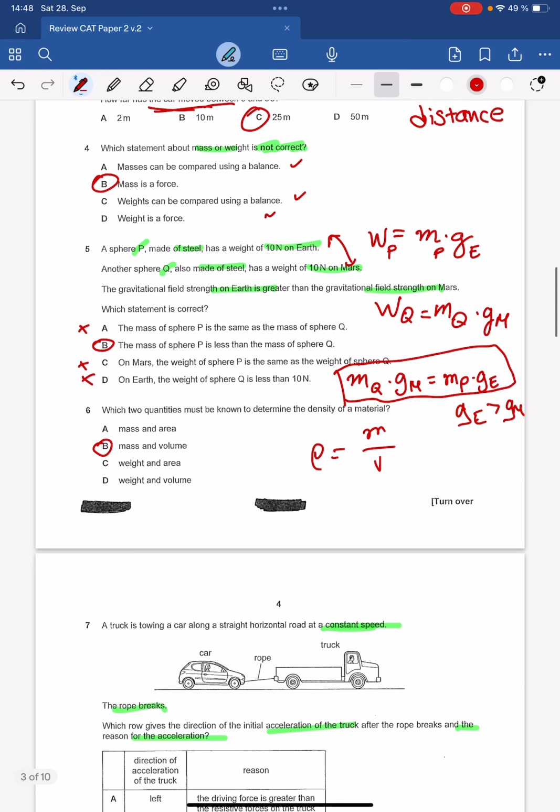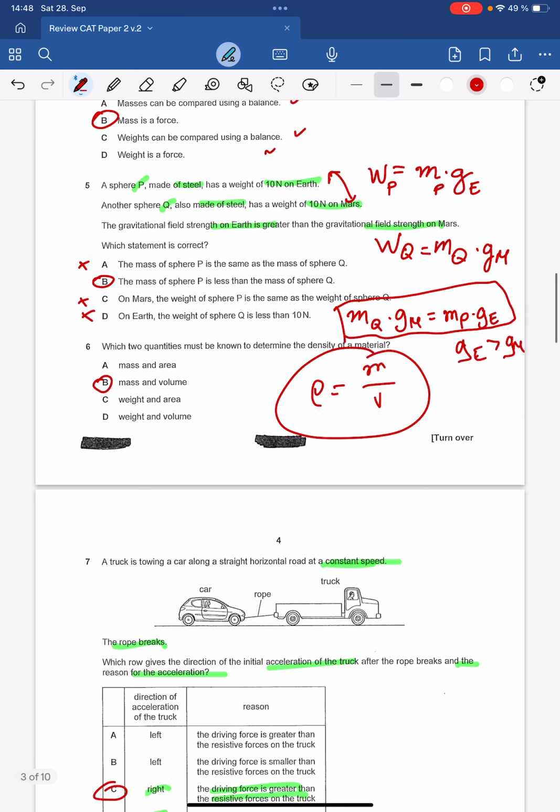Now, number 2, and that's another one that could have saved you some time. It's a very simple one that should take you less than 10 seconds. Which two quantities must be known to determine the density of a material? So you should know that density is mass over volume. So mass and volume, this should take you literally 5 seconds to solve, okay?